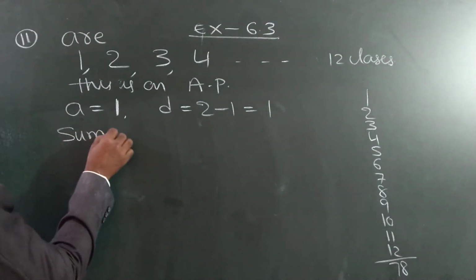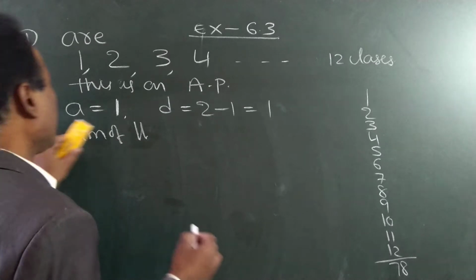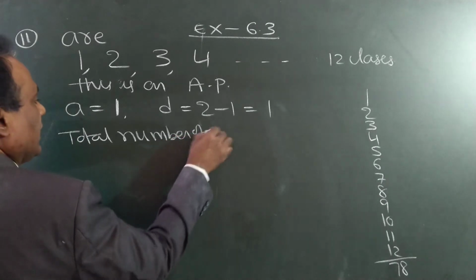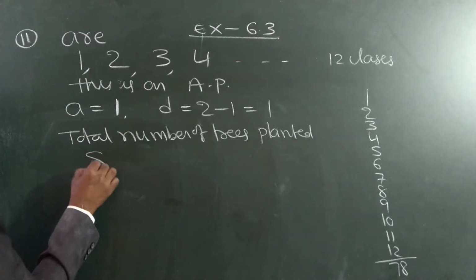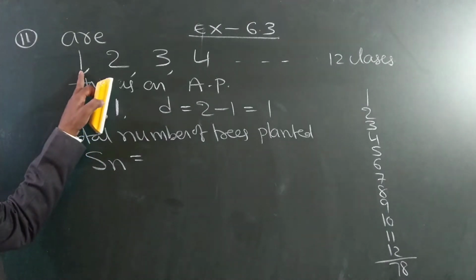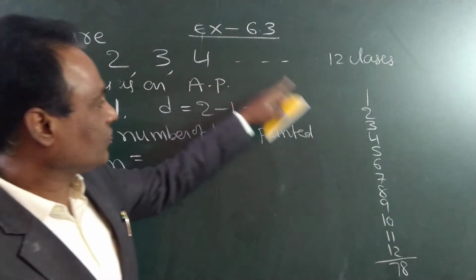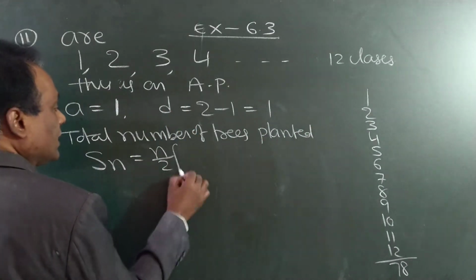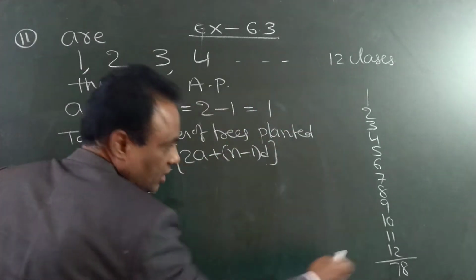Sum of the total number of trees planted. Some formula in AP. Total how many trees are planted? This is 1 tree, 2 trees, 3 trees: 1 plus 2, 3; 3 plus 3, 6; 6 plus 4, 10; 10 plus 5, 15; like that up to 12 classes. So, the formula for sum to n terms in AP is this. Directly we can get the answer without actual addition.